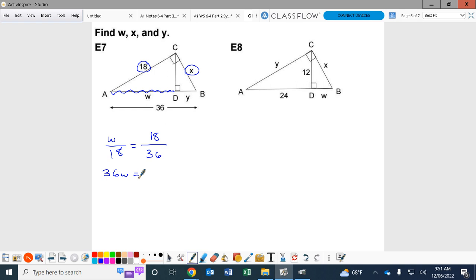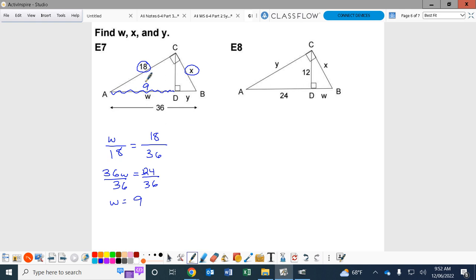Everything is cross multiplying. What's 18 times 18? 324. Divide by 36, and W equals, what is 324 divided by 36? 9. Perfect. There's my first one. W is 9. Hey guys, listen to me. Y is easy, but people make Y hard. Do you see you really already know Y by just doing one little arithmetic problem? How can I find Y?